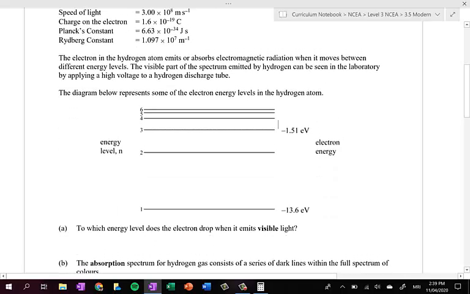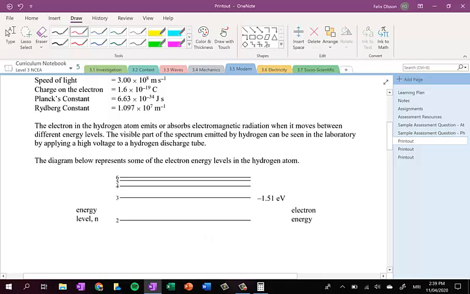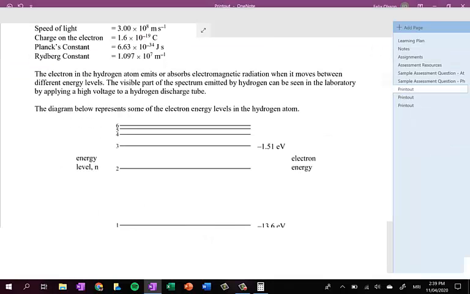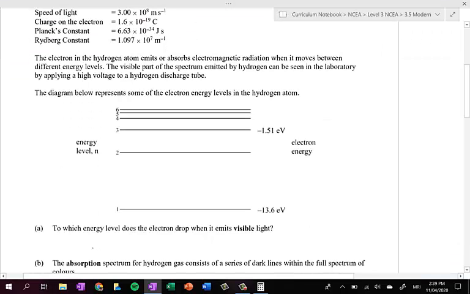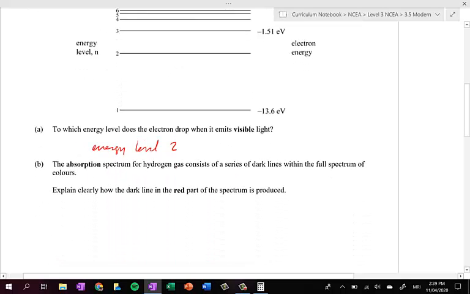Question A asks, to which energy level does the electron drop when it emits visible light? We know that that's energy level 2. So that's the Balmer series. That's the series that we observed in class.